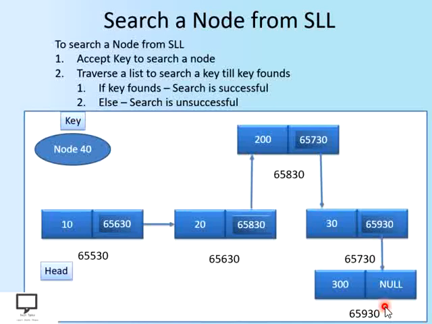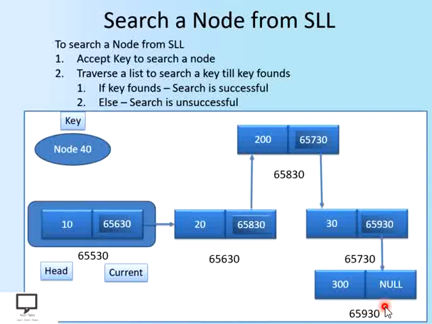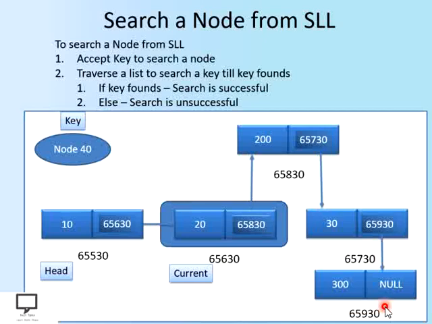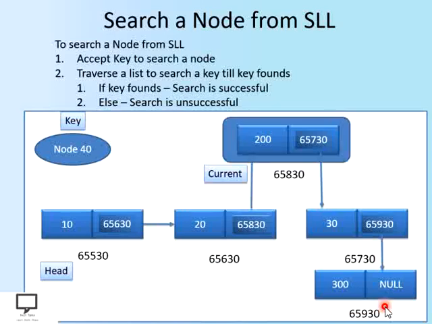So now let's start with the head node, make it the current node, focus on this node. Let's compare 10 with 40. Are they equal? No, they are not equal. So move forward, make the second node the current node, focus on it and compare. Are they equal? No, they are not equal. Again move forward to the next node, make this the current node, and now let's check whether its information part is equal to the key value.